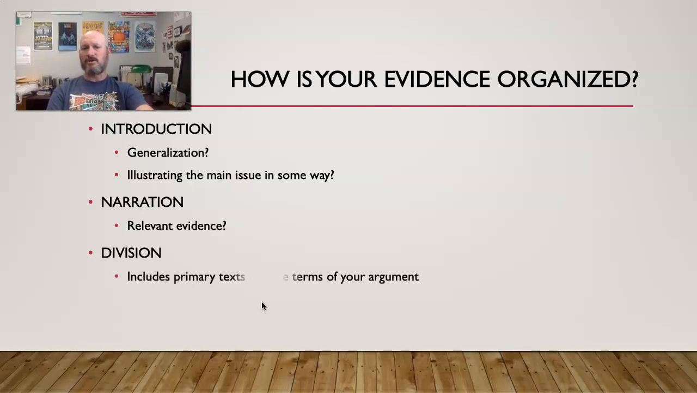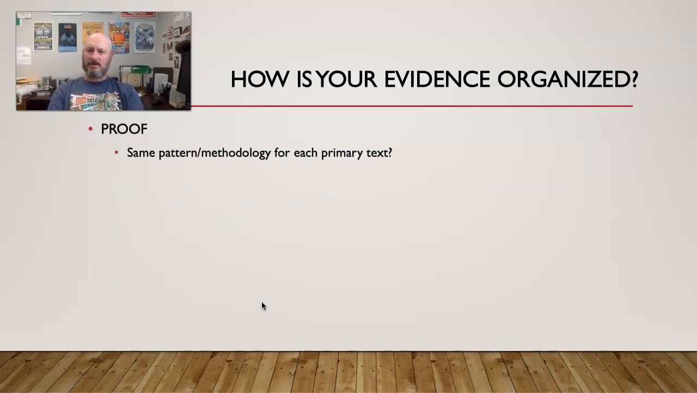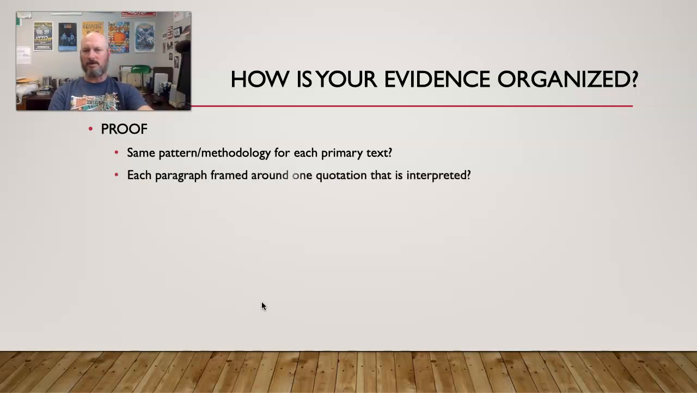When I do look at your division, I'm going to be looking to make sure that it has the primary texts and the terms of your argument in there. The proof section, you got to ask yourself, are you following the same pattern and methodology for each primary text? In the organizational lecture that I posted, I suggested going summary, introduction to the author, summary, term 1, term 2, term 3, right? You want to make sure that you're covering that pattern with both of your primary texts.